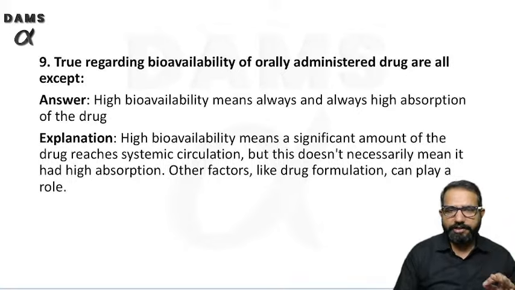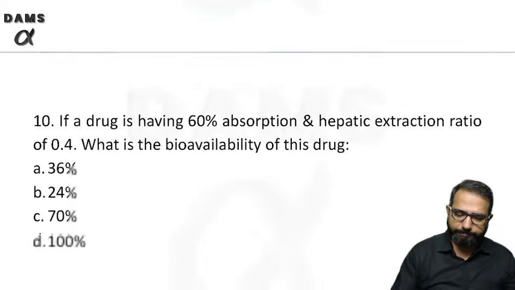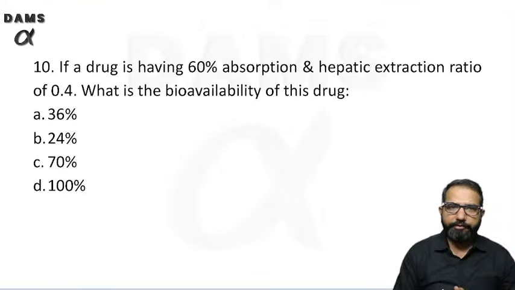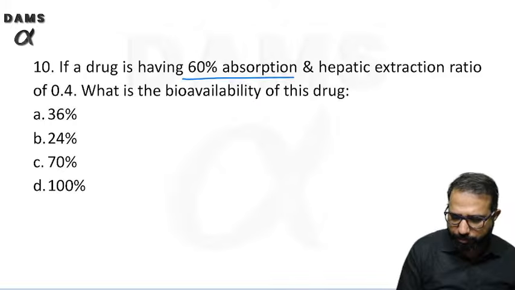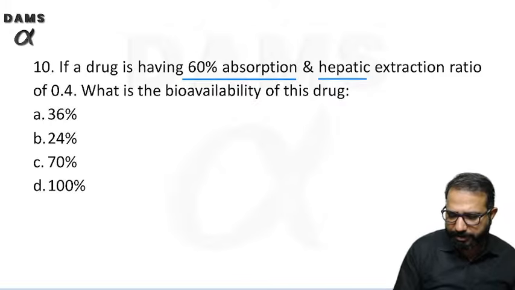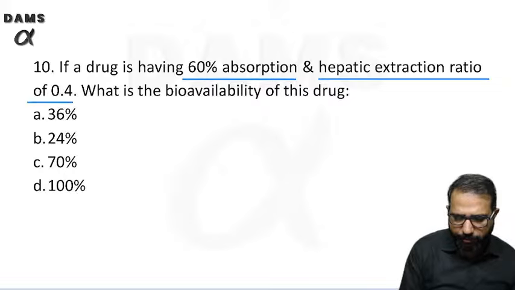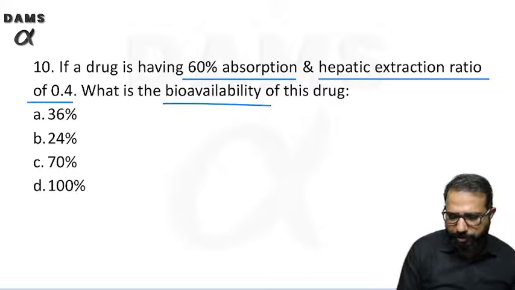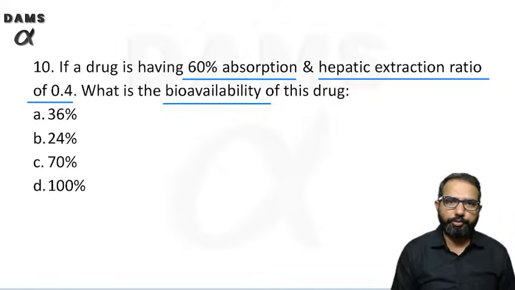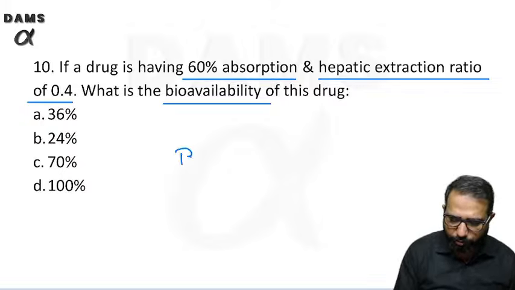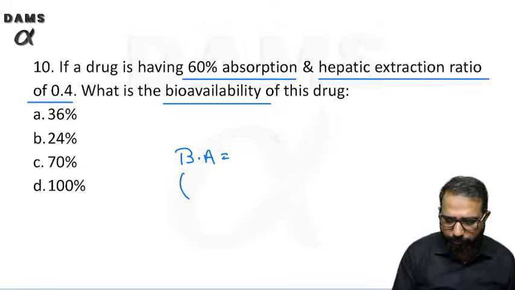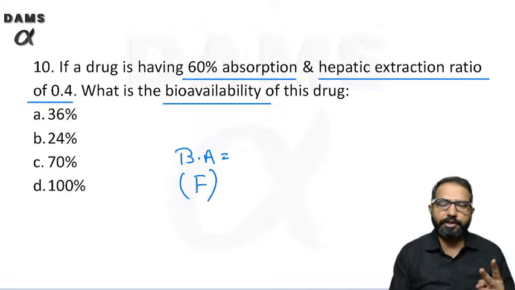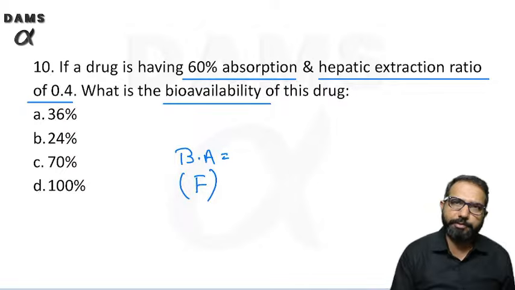Now let's discuss the 10th question. If a drug is having 60% absorption and hepatic extraction ratio of 0.4, what is the bioavailability of this drug? You know the bioavailability depends on two factors.